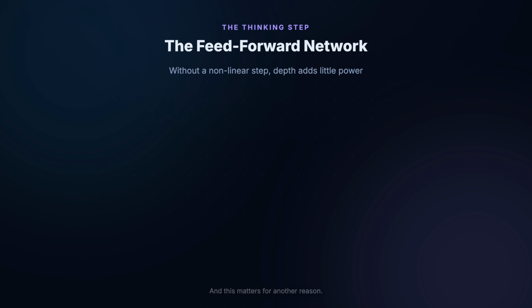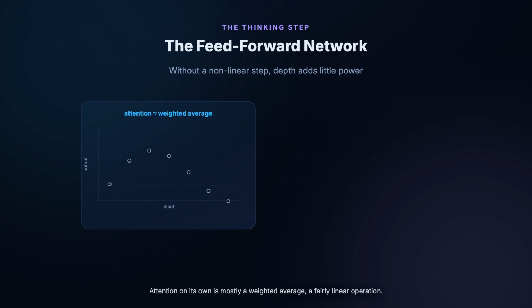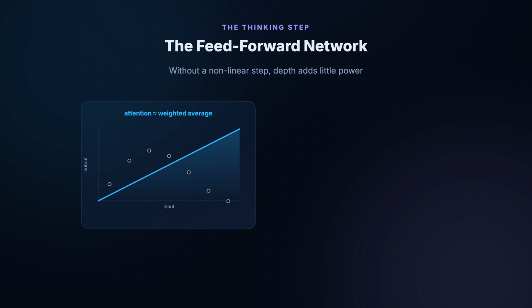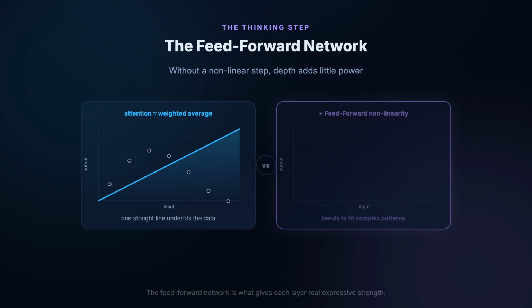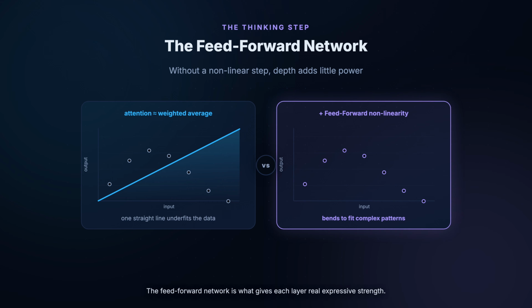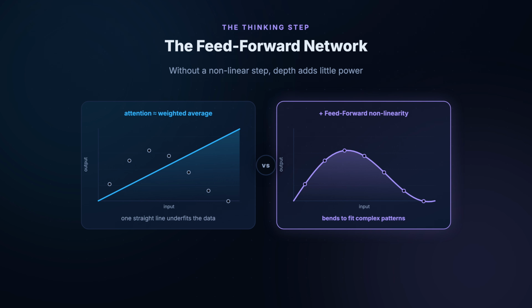And this matters for another reason. Attention on its own is mostly a weighted average, a fairly linear operation. Without this non-linear step, stacking attention on top of attention would not add much power. The feed-forward network is what gives each layer real expressive strength.